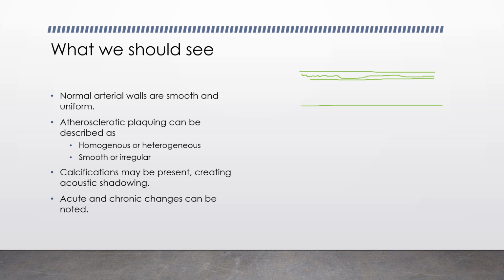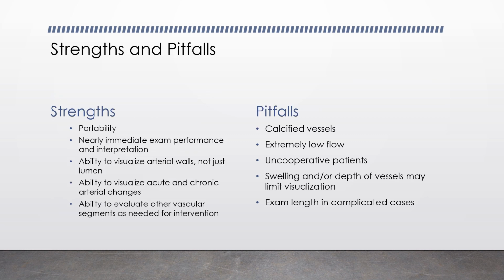We're going to be looking for atherosclerotic plaquing. This could be, like I said, identified as homogeneous or heterogeneous, smooth or irregular. We can assess it by how calcifications and shadowing and those type of terms, but we want to avoid, again, fatty, ulcerated, things like that.